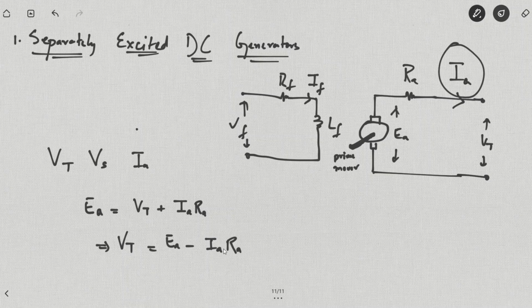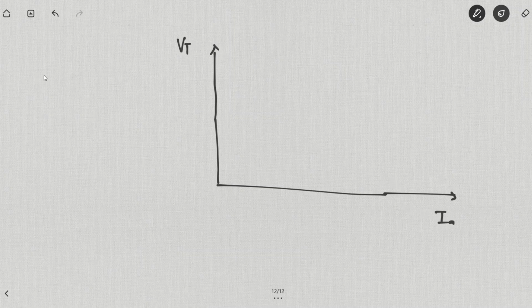So we need to plot Vt versus Ia using the equation Vt equal to Ea minus IaRa. This is Vt, this is Ia. At Ia equal to 0, Vt will be equal to Ea. So Ea is, say for example, 230 volts, so it will start from here. As Ia increases, Ea minus IaRa basically will decrease. So it will be a straight line that basically shows decreasing terminal voltage as the generator is loaded. This is your terminal characteristics under normal operations.